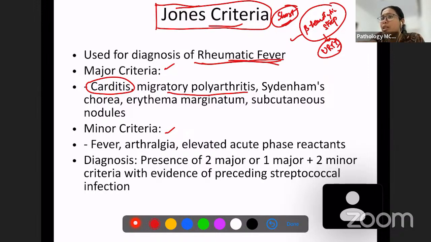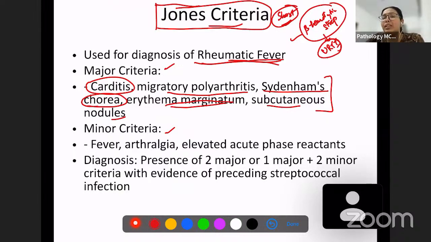What is migratory polyarthritis? The joint pain will change its site. Today I am going to have joint pain in my knee joint, and then the next day it will be ankle joint pain. So the joint pain is going to change its site. That is known as migratory polyarthritis. And then you have Sydenham's chorea. Okay, chorea is difficulty in coordination. And then erythema marginatum, and then subcutaneous nodules. So these are the major criteria.